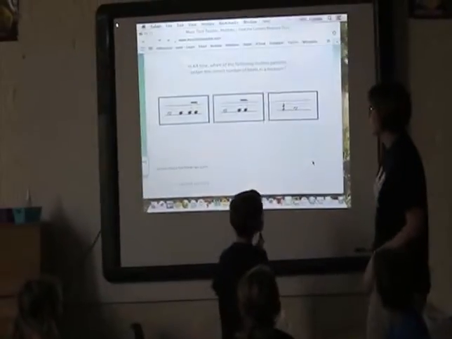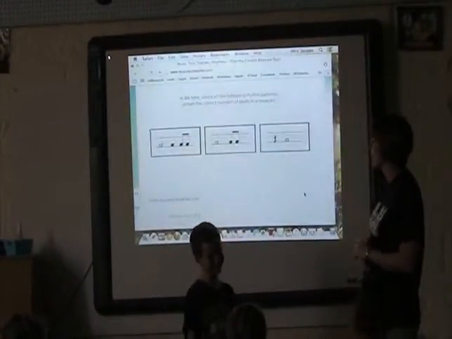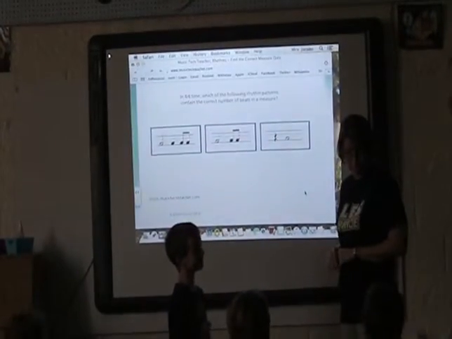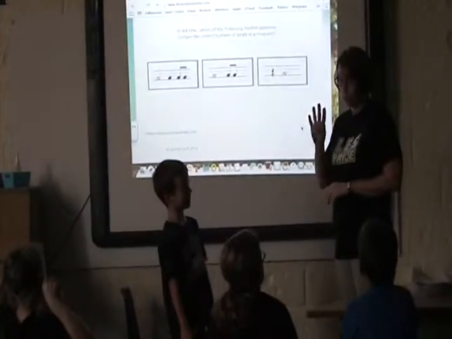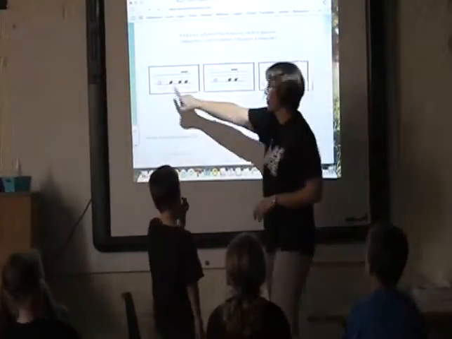In this lesson, we are finding which of the following rhythm patterns contain the correct number of beats in a measure. In 4-4 time, how many beats do we want in a measure? In 4-4 time, we want 4. Okay, so let's start counting. Are you ready?